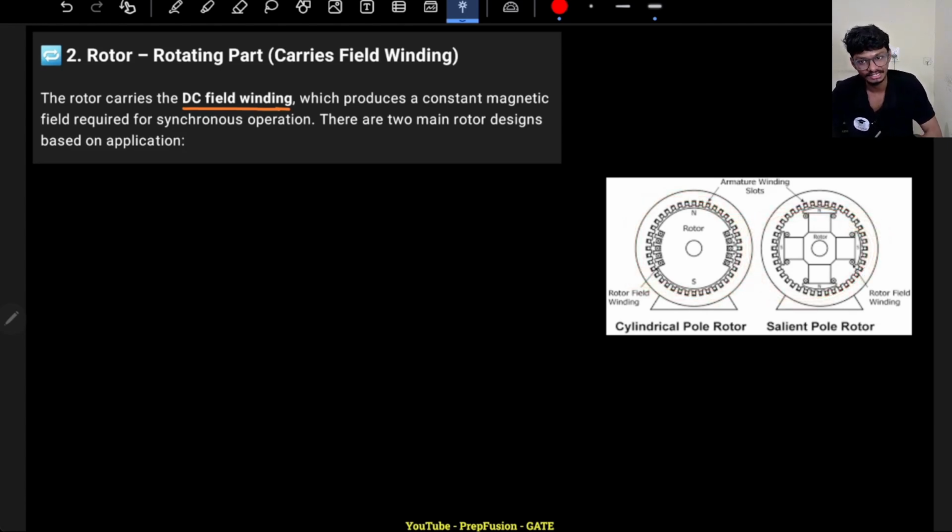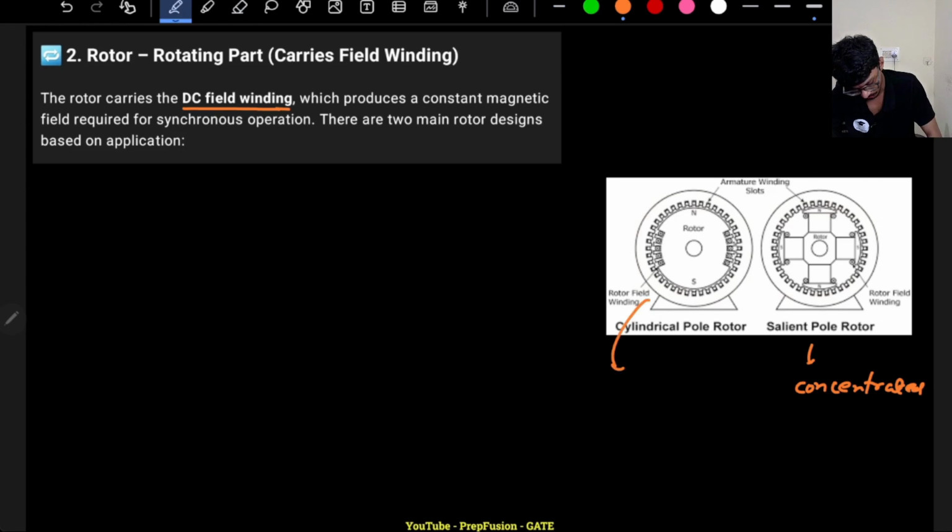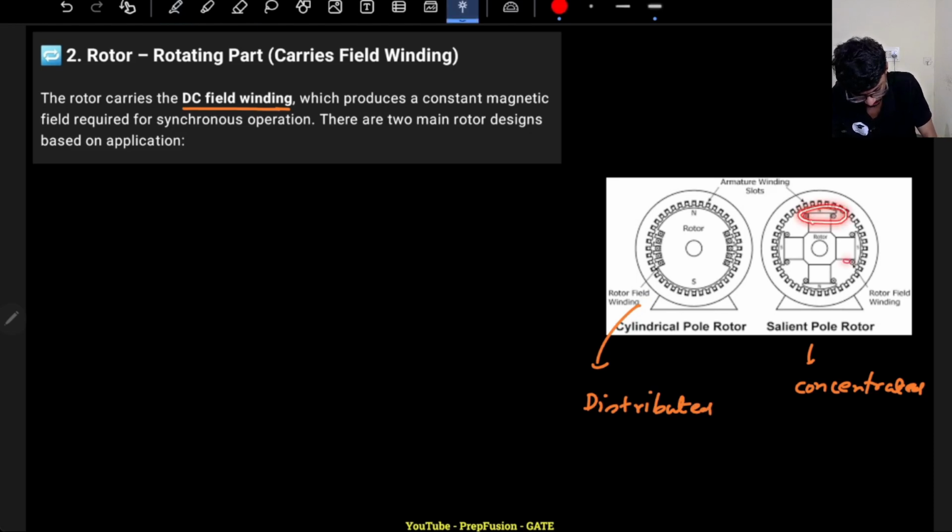So what is the difference between cylindrical and salient pole? In salient pole, the winding type is concentrated winding. Don't worry about this, we will discuss it later. And in cylindrical, the winding will be distributed. Why is it distributed? If you see, in the salient pole all the windings are concentrated on particular places, but in the cylindrical the windings are distributed throughout. Here one is dot, one is cross, and it is concentrated. But here it is kind of distributed.